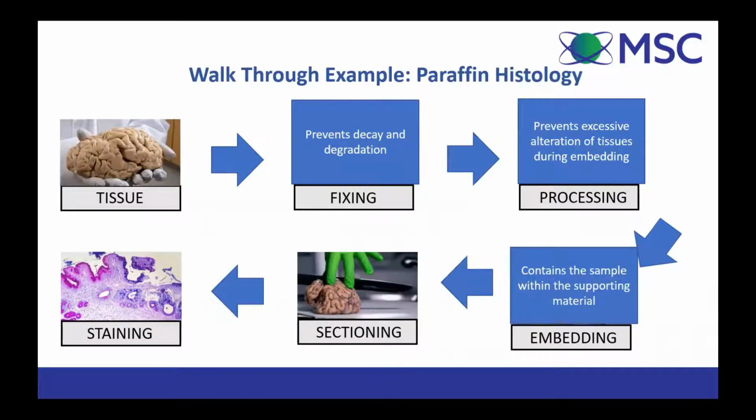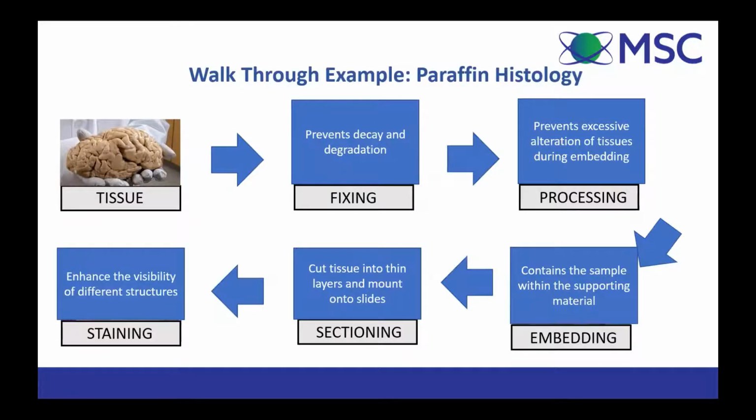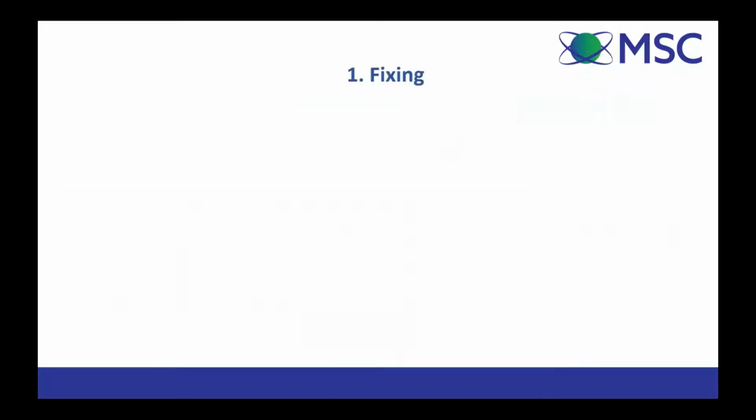The embedding then contains the sample within that supporting material, which you can then section, which is where you cut the tissue into thin layers and mount them onto slides that you can stain to enhance the visibility of the different structures. So if we start going through these steps one by one, let's look at fixing first.